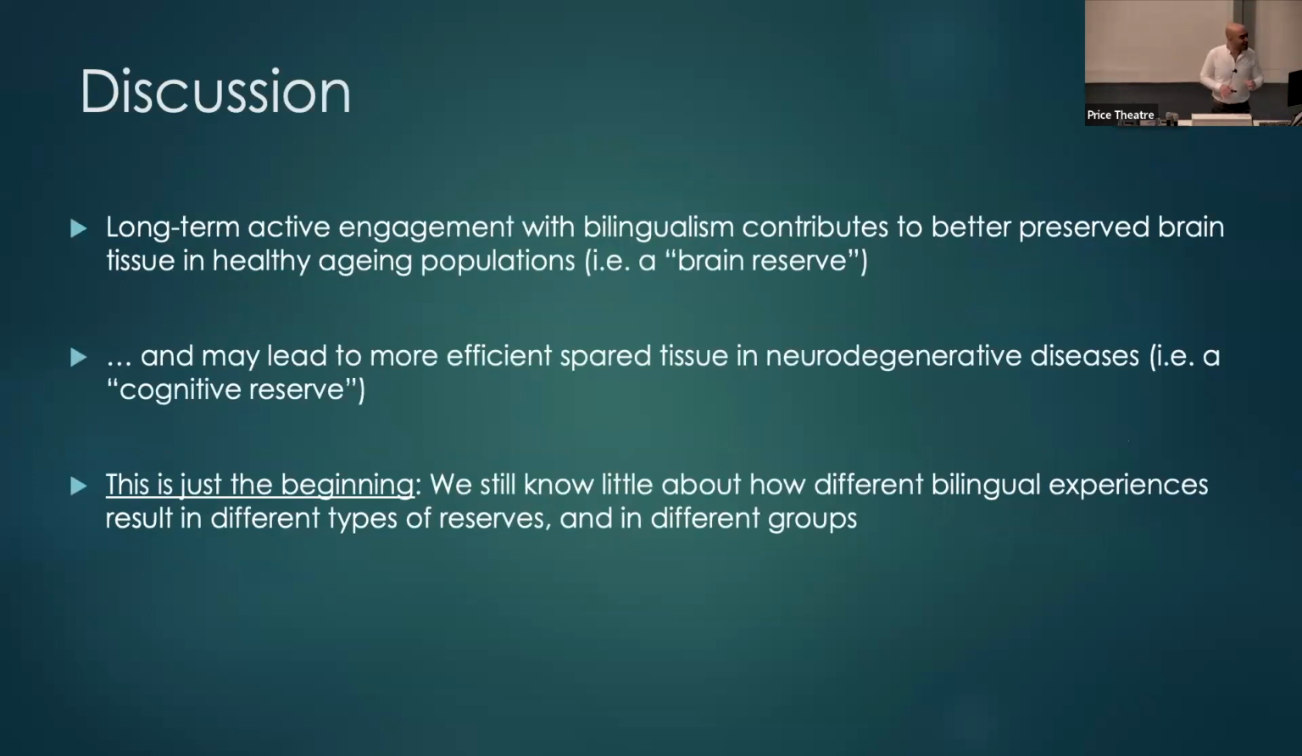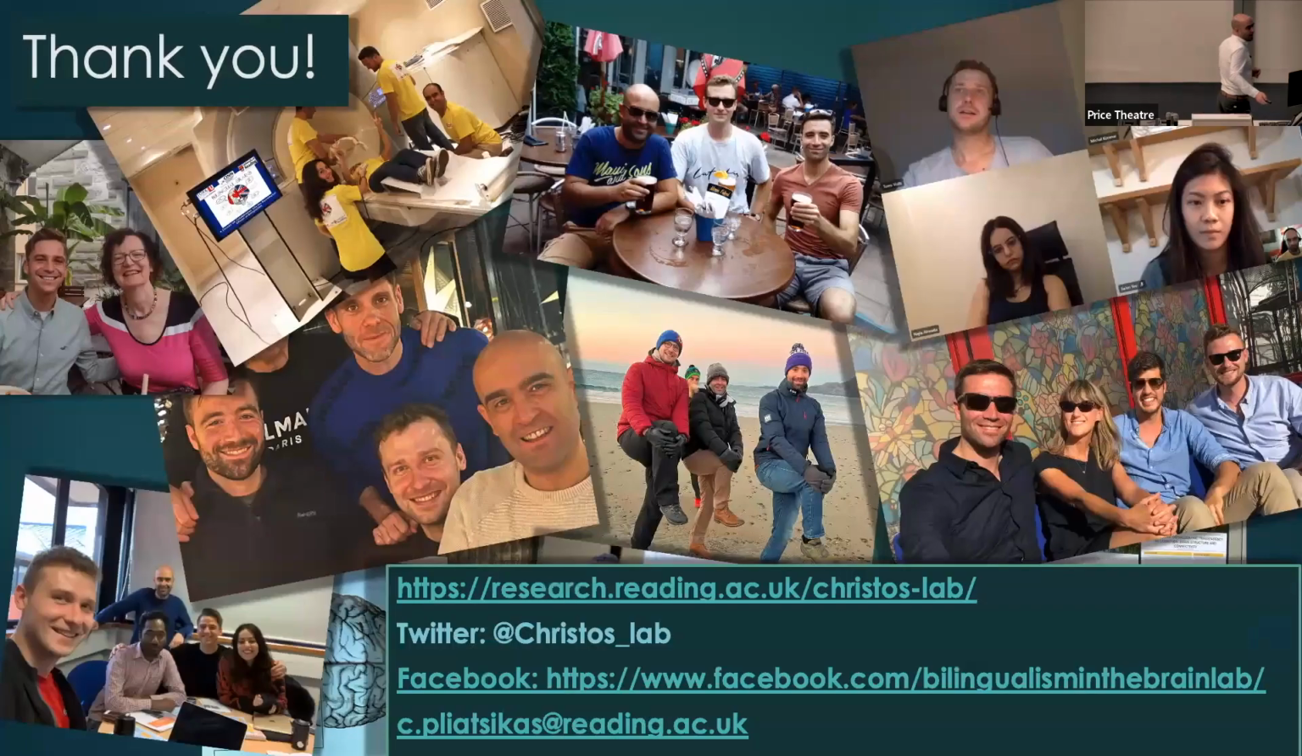Last slide. Long-term active engagement with bilingualism contributes to better preserved brain tissue in the healthy aging population, causes a brain reserve, and may lead to more efficient spare tissue when you're faced with neurodegenerative disease, which is the cognitive reserve. This is just the beginning. We know very little about how all these different experiences affect the brain and result in different types of reserves and in different groups. So my answer to most of your questions will probably be, I don't know yet, right? But that was it. Thank you very much.